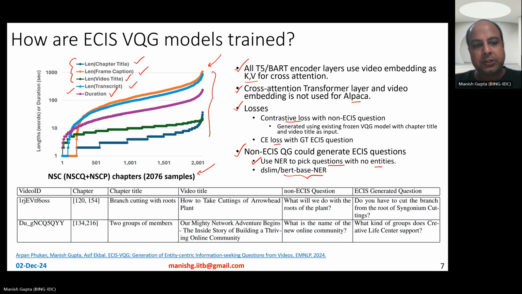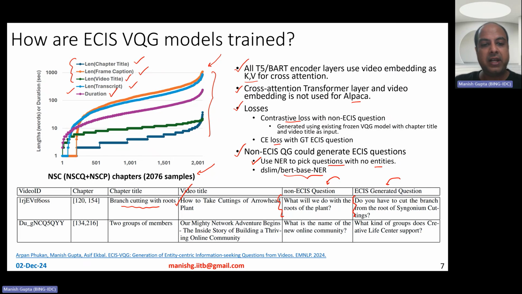Here are some examples of what our model generates and what a traditional question generation model generates. This is a chapter about branch cutting with roots, and the video title is how to take cuttings of arrowhead plant. The non-ECIS question is: what will we do with the roots of the plant? Again, this requires a lot of context to understand. But if you look at the ECIS generated question, do you have to cut the branch from the root of syngonium cuttings? It's a pretty self-complete question by itself.